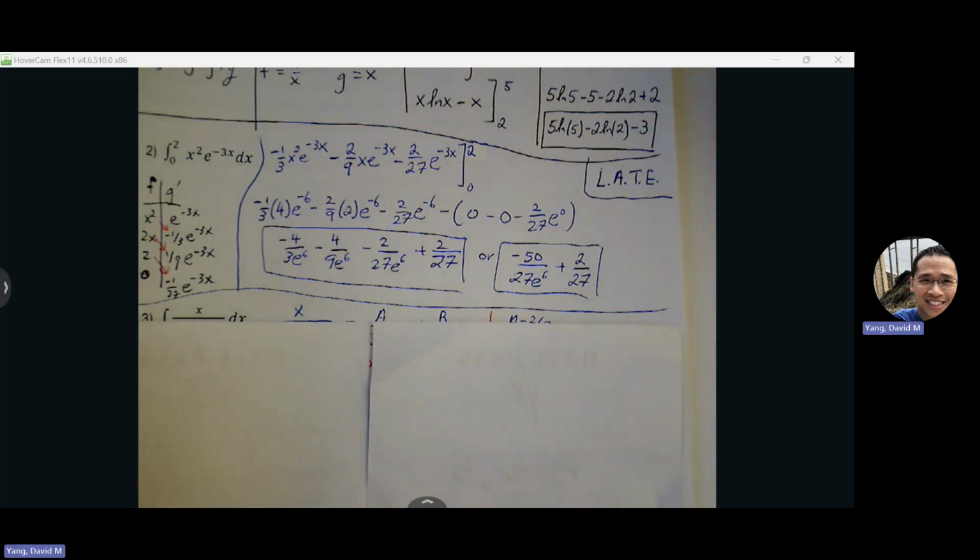Okay, number 3. Looks like number 3 is a good fit for partial fraction since, well, u substitution doesn't work. And the denominator can be factored and the denominator has a higher degree than the numerator. So this is the cover-up method.